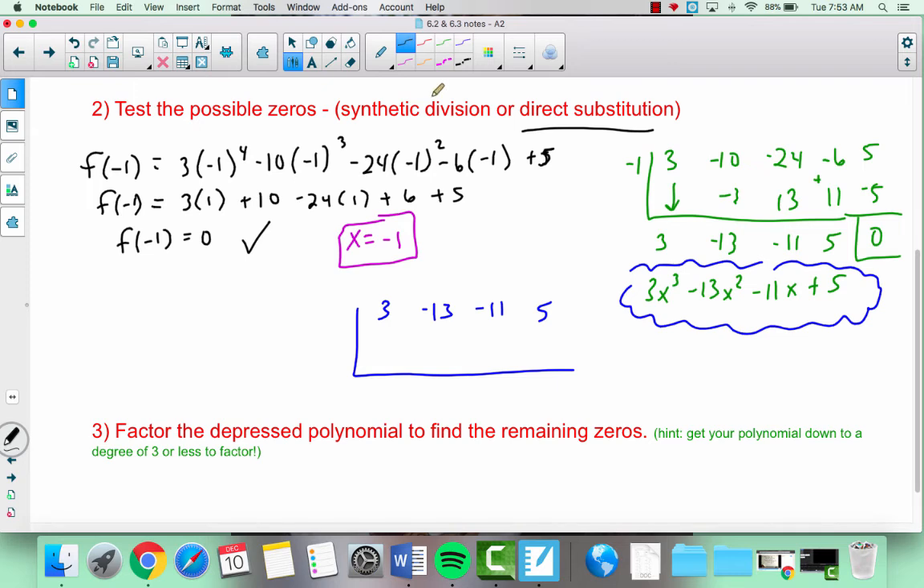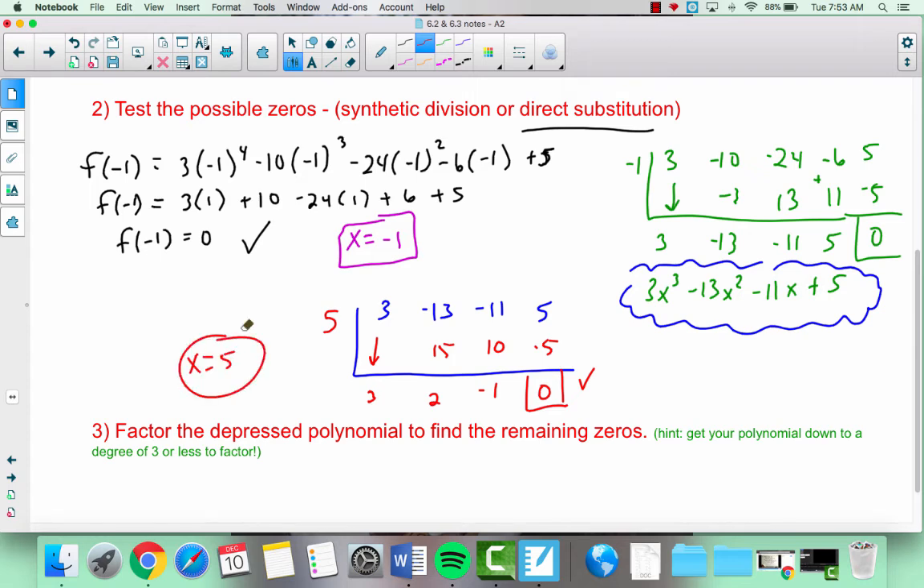So I'm going to go ahead and test, let's say we test +5. So bring down my 3, we get 15, which gets us 2, 5 times 2 is 10. That gets us -1, which gets us -5. So this one happened to work out as well. So that means x equals 5 is another one of our zeros. So that means it hits the x-axis at 5.